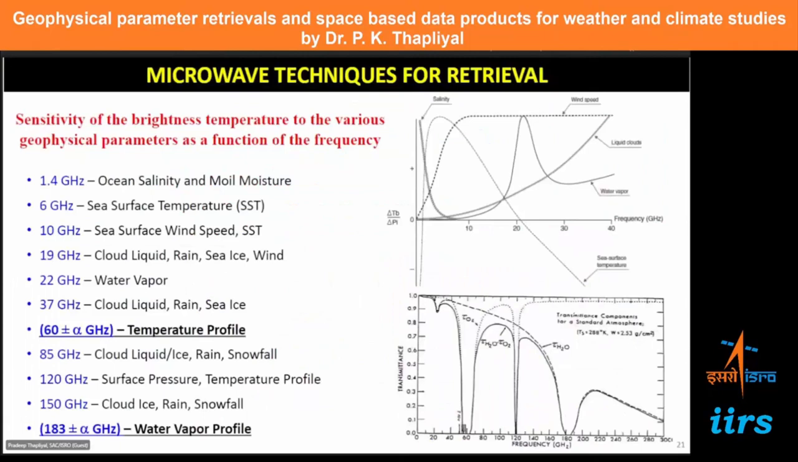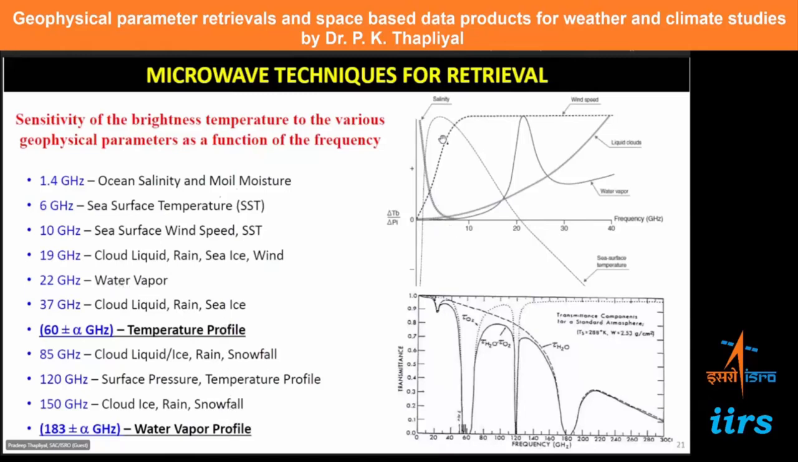Now we will move into microwave techniques of parameter retrieval. In microwave, we are making measurements at different frequencies, and I have shown you that in this entire spectrum, there are various absorption lines or absorption bands, and there are various other scattering properties of this atmosphere. For example, if you see this sensitivity study for different parameters, in microwave, basically we will be dealing with ocean surface salinity, soil moisture, sea surface temperature, sea surface wind speed, cloud liquid water, water vapor, and atmospheric profile.